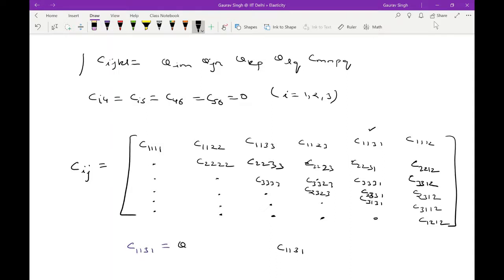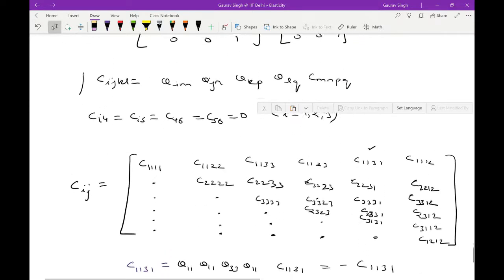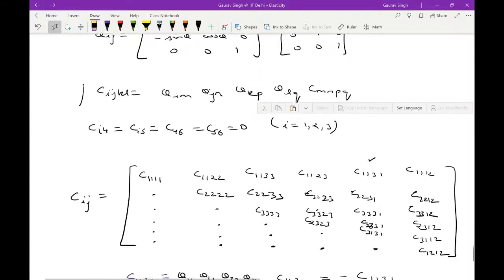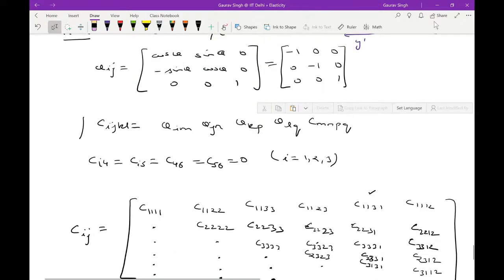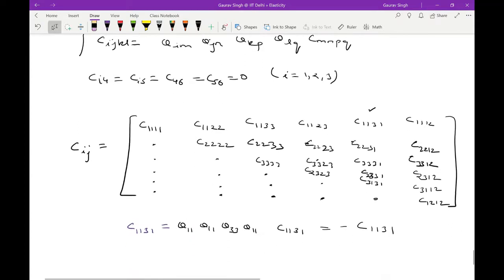And then I will write Q11, Q33, Q11. This is equal to minus C1131. The reason is Q11 is equal to minus 1 over here, and Q33 is equal to 1. So you can directly write.